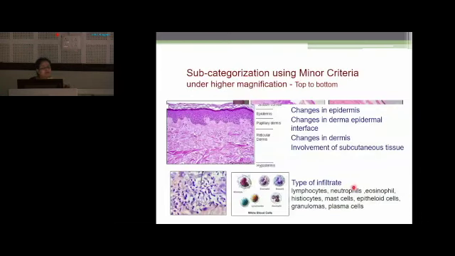Further subcategorization is done using minor criteria. Once it is decided which pattern it is, then subcategorization is done. For this, a top to bottom approach is used. Look for the changes in the epidermis, changes in dermoepidermal interface, changes in dermis, and involvement of subcutaneous tissue. Further categorization depends on the type of infiltrate, whether there are lymphocytes, neutrophils, eosinophils, histiocytes, mast cells, epithelioid cells, or granulomas.